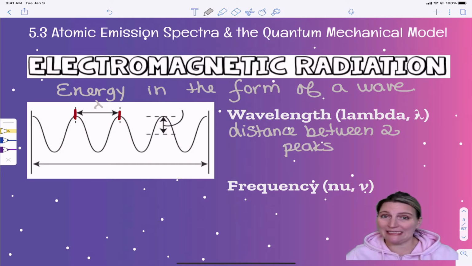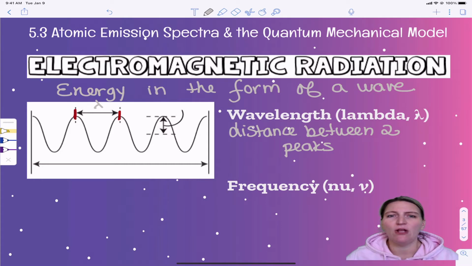And then frequency is how many times a wave passes a specific point in 1 second. Very similar to the way that we use frequency when we are talking in everyday life. We may say, how frequently do you go to the dentist? And you would say, twice per year. It's number of times per a unit of time.